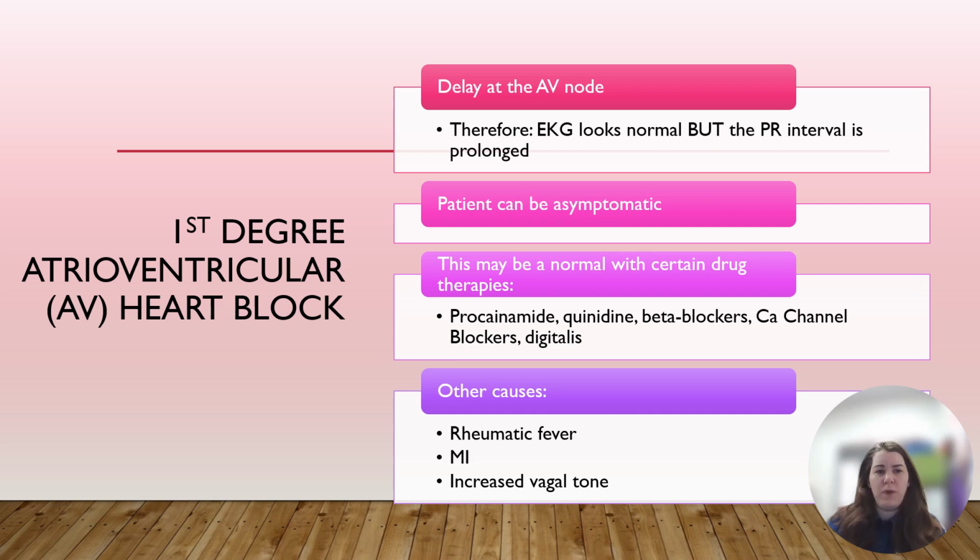So starting off, we have first degree atrioventricular heart block, or AV heart block. And this is when there is a delay at the AV node. Therefore, your EKG will look normal, but the PR interval is prolonged. So the message is just delayed, or the signal is delayed. Your patient can be asymptomatic.